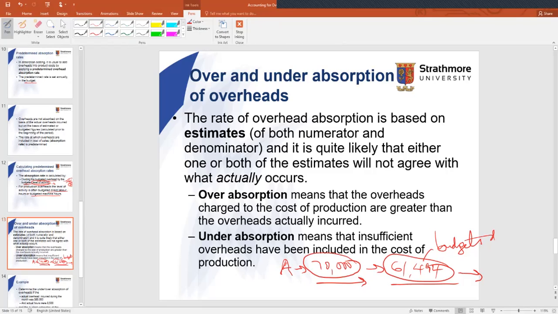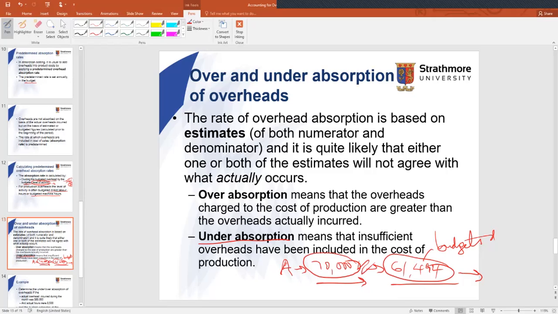In the case of under absorption, it means that insufficient overhead has been included in the cost of production, like you just did here. We used 61,000, whereas we meant to have used 70,000. It's called under absorption.